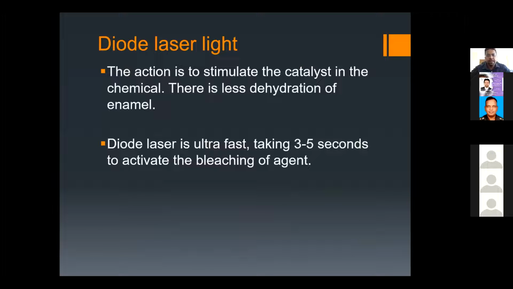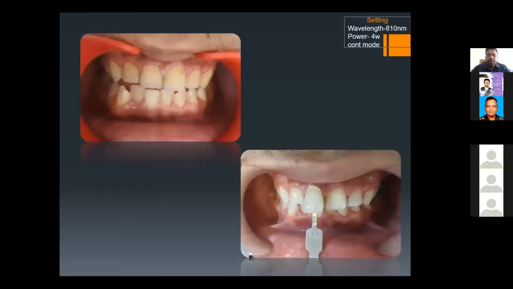Now, diode laser light as a bleaching light. The action is to stimulate the catalyst in the chemical. There is less dehydration of the enamel. And diode light is ultra fast. It takes only 3 to 5 seconds to activate the bleaching agent. Okay, so you don't need to hold your light curing unit for hours and hours for the activation of the bleaching agent. Okay, this is a pre-operative photograph and post-operative photograph of a bleaching case where we can see a darker shade pre-operatively and a lighter shade post-operatively.